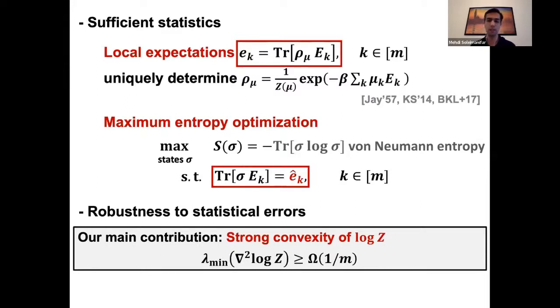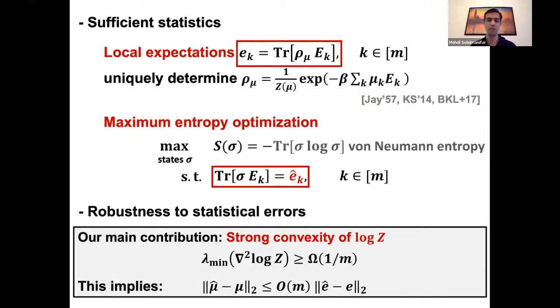But it turns out that as long as there is an inverse polynomial lower bound on the minimum eigenvalue of the Hessian of this function, then we can get a polynomial sample complexity. In our case, this lower bound is just order 1 over m, or equivalently 1 over n, the number of particles.